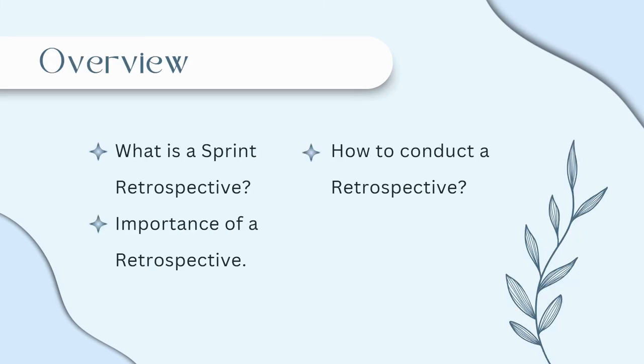In this presentation, I will try to answer three main questions. What is a sprint retrospective? This should give you some information about the retrospective. How to conduct a retrospective. This includes the logistics of the retrospective, but also how the different stakeholders participate in the meeting. Finally, what is the importance of the retrospective? How can it help improve the quality of your work and workplace?